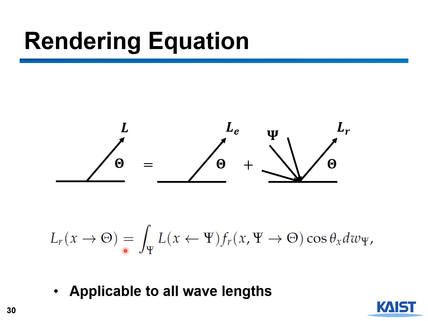Here I didn't really talk about frequency or wavelength, but this equation is applicable to all possible wavelengths. Overall, the derivation is very similar to the radiosity equation, but the main difference is that in the rendering equation we need to consider the view-dependent incoming radiance and the BRDF. That way we can also consider the outgoing radiance value.